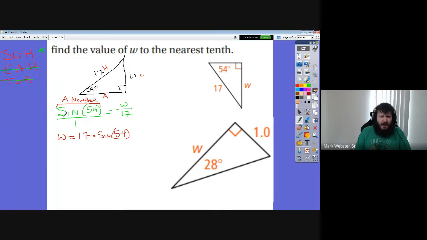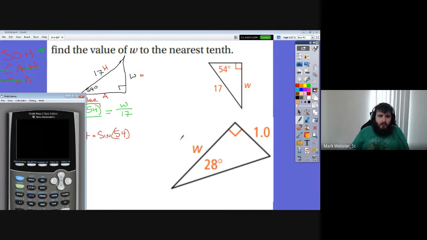You put it into the calculator, it already knows what the sine of 54 is supposed to be. Whatever that number is supposed to be, that's what that is. It's a programmed number in your calculator. Now, the other thing we need to be careful of is how we enter this into the calculator, because we just want to say this number times 17. We don't want to do anything else with that. We just want to take whatever this is and multiply it by 17.